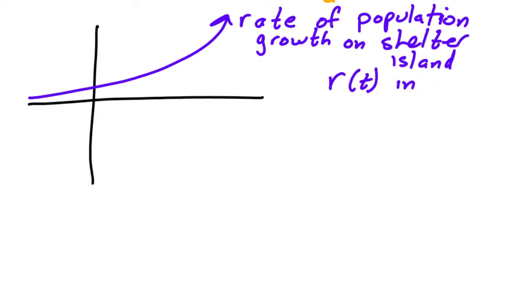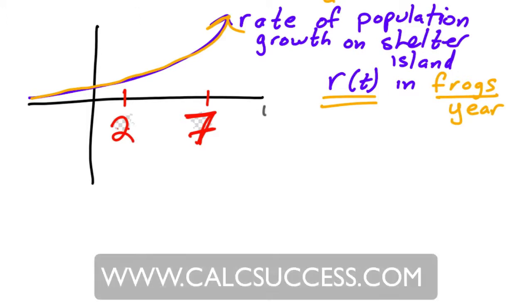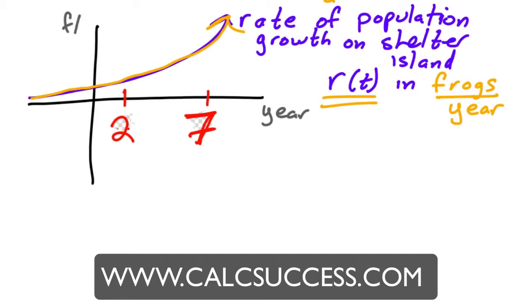And let's give it some units. The units are really important. Let's say it's in number of frogs per year. Okay, so those are the units of this function, which gives you the rate of change of the population of frogs on Shelter Island. Now if you find the area underneath the curve, let's not do A and B. That's a little bit too abstract. Let's do, oh look, checkerboards. Let's do from 2 to 7. Since this is in frogs per year, the horizontal axis would have to represent years. And so this is frogs per year.